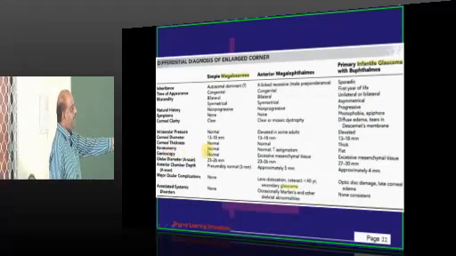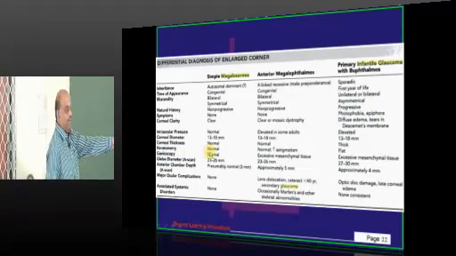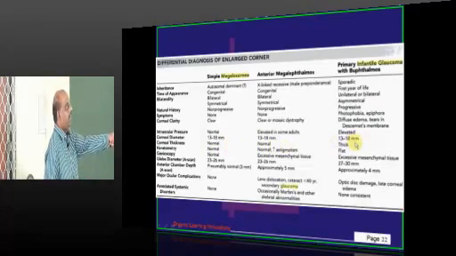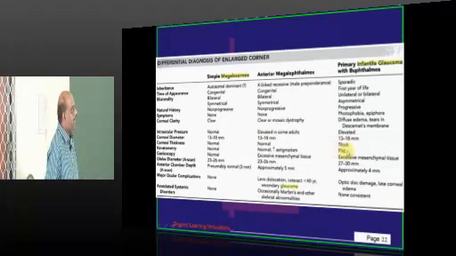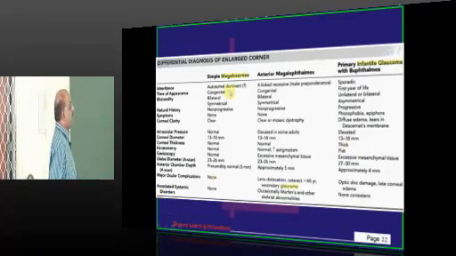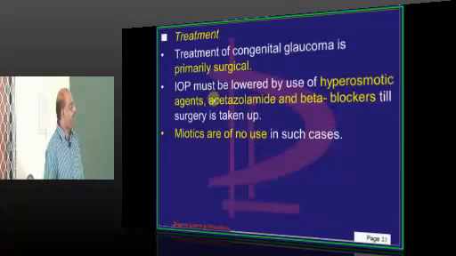Then keratometry, if you do, typically it is a normal thickness in simple megalocornea, but in infantile glaucoma, typically it becomes thicker. And in keratoglobus, it becomes typically thinner. So this is how we differentiate between all of these.